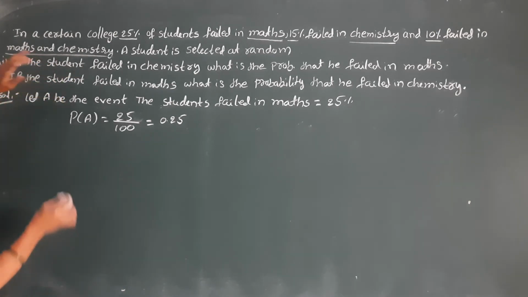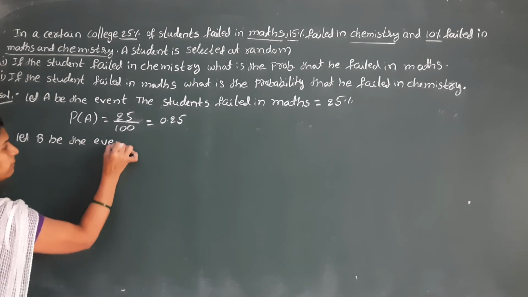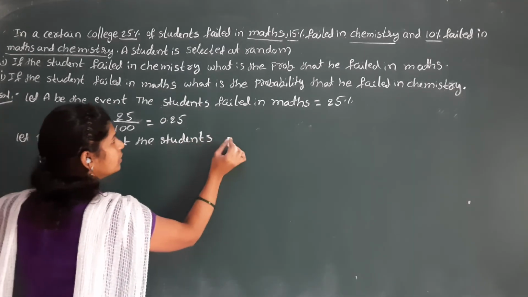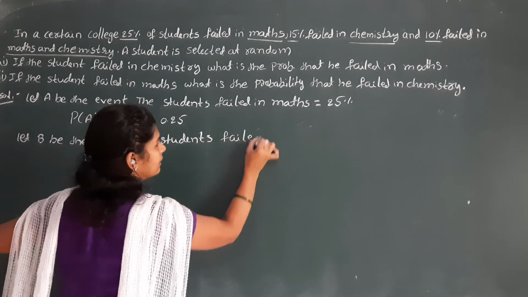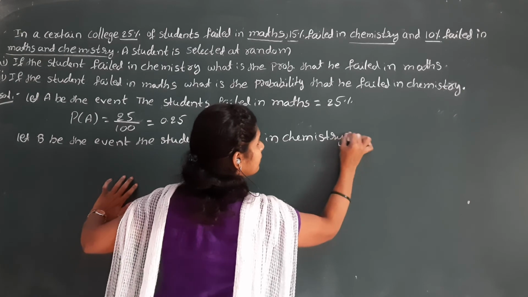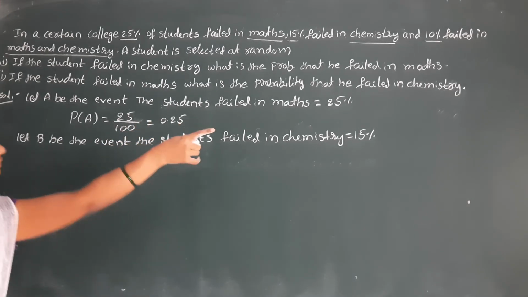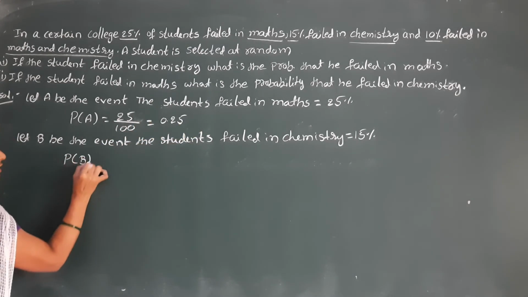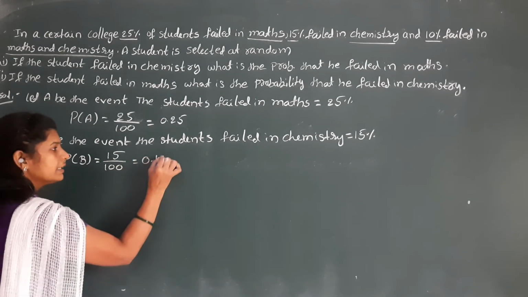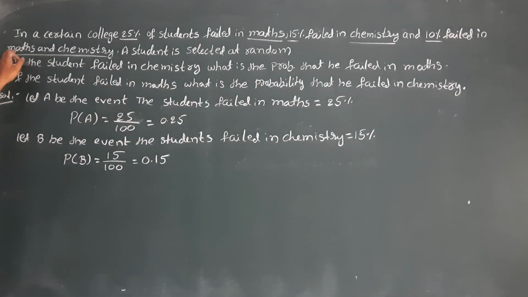Next, second one, let B be the event: the students failed in chemistry. That is how much percent? 15%. So P of B is equal to 15%. So 15 by 100 is equal to 0.15. Next, 10% failed in maths and chemistry.